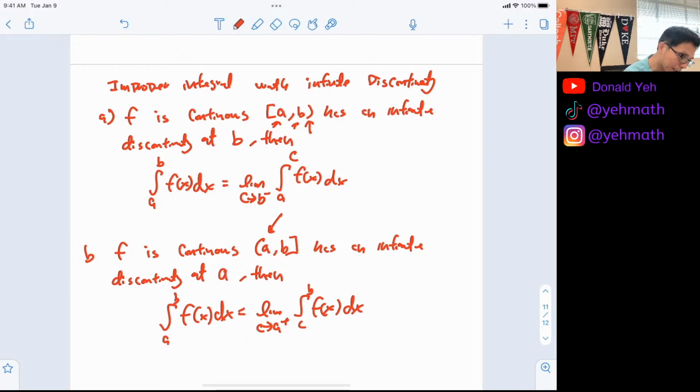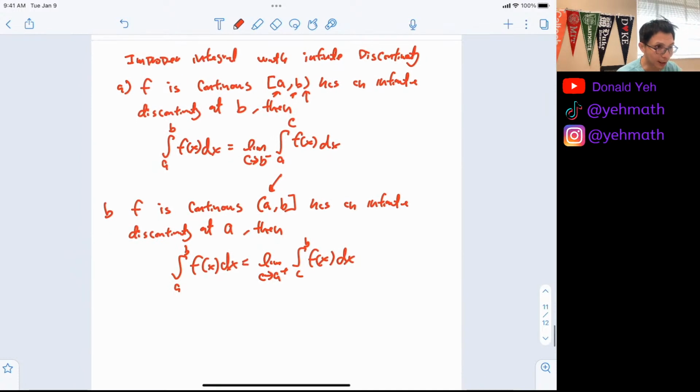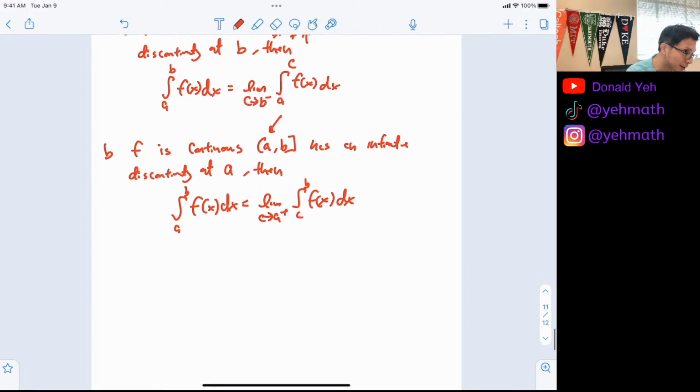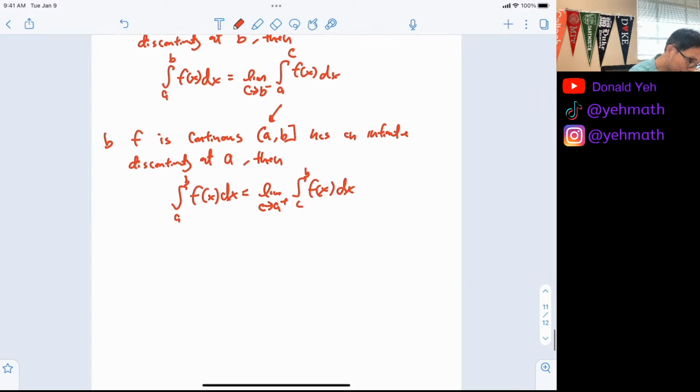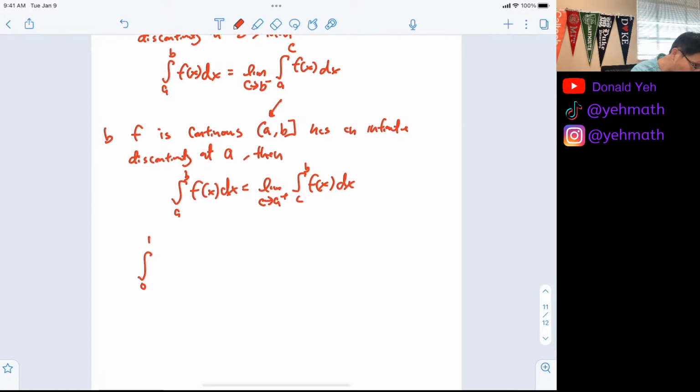And I'll give you an example of this. They are not that difficult. They just right here. This is the scary part. The other part is not that scary. So let's just say the integral from 0 to 1 of dx over the cube root of x. So it looks like a very scary question, but it's not.